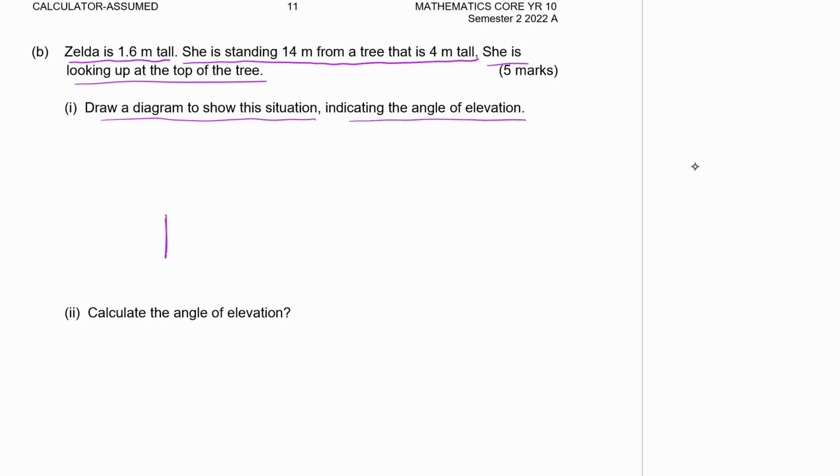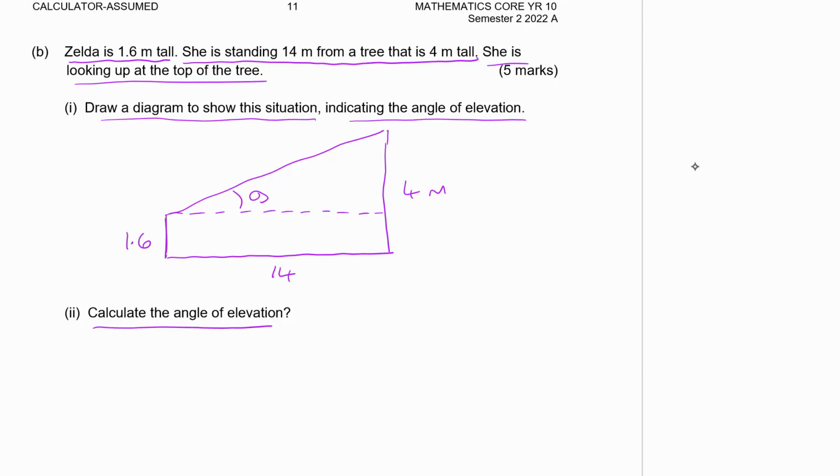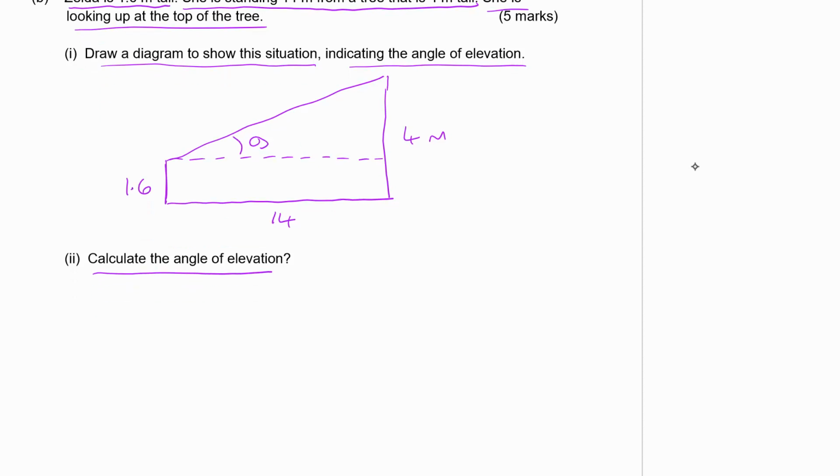So if I have Zelda here at 1.6, and then we've got 14 meters over here to the tree, and the tree is 4 meters tall, then Zelda's line of sight, if she's looking horizontally, would be like that, and she'd be looking up at this angle of elevation. We want to calculate the angle of elevation. So if we look just at the triangle up here, so there's the angle of elevation.